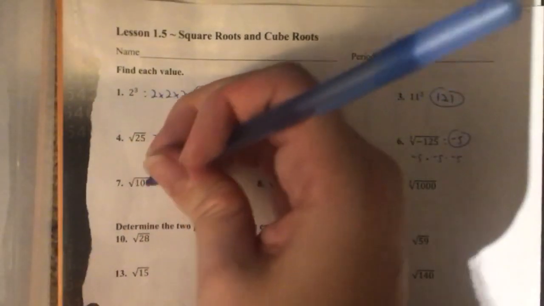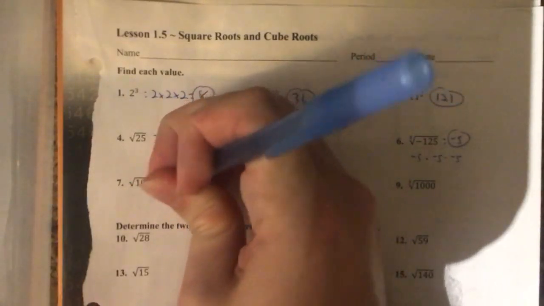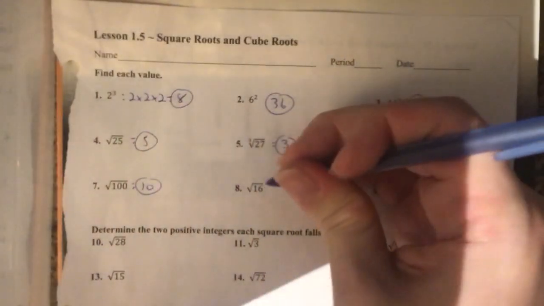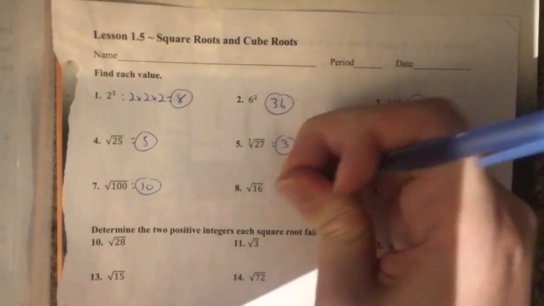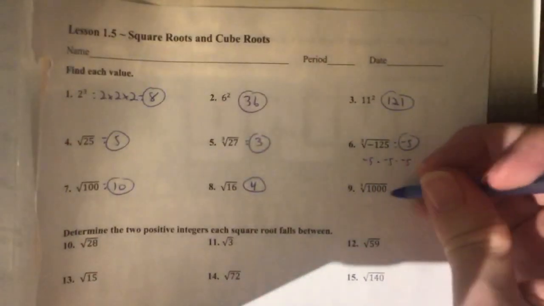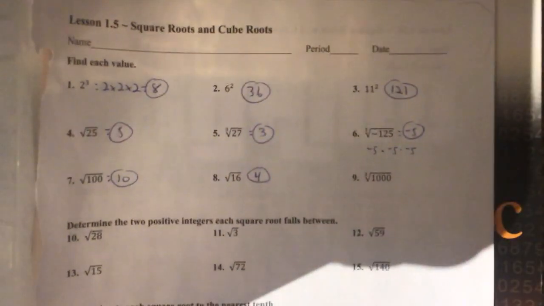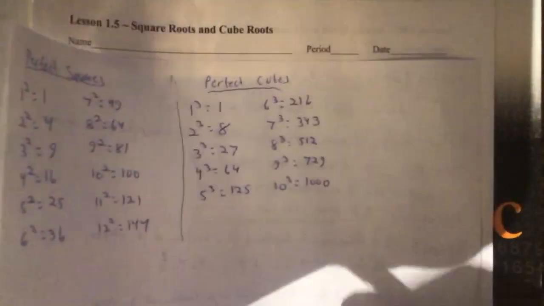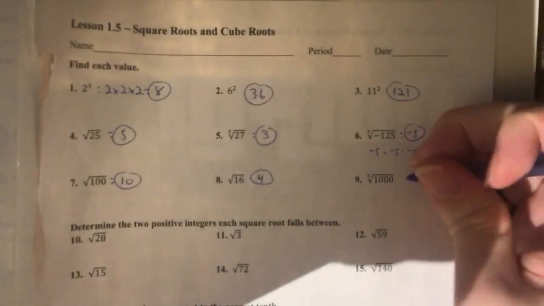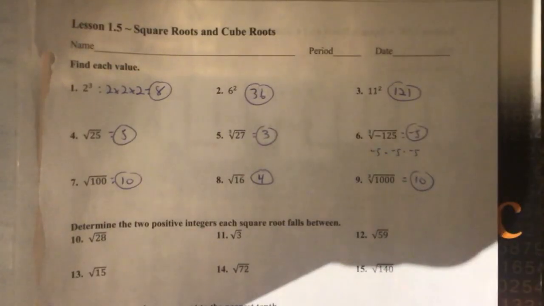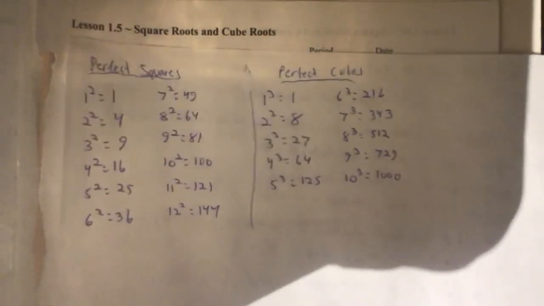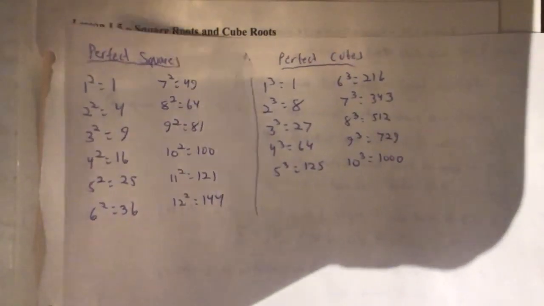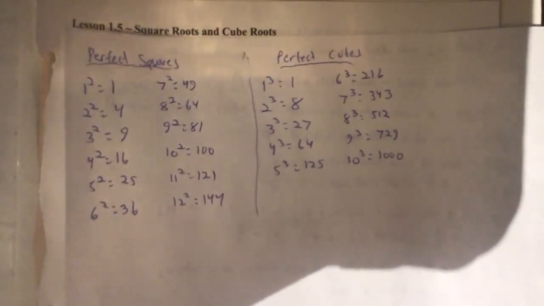7, square root of 100. What number times itself is 100? That's 10. What number times itself is 16? That's 4. And what number times itself three times is 1,000 for cube, and that is 10. So again, having this sheet readily available with your perfect squares and perfect cubes does make it a lot easier. And you can always use your calculator if it's bigger numbers.